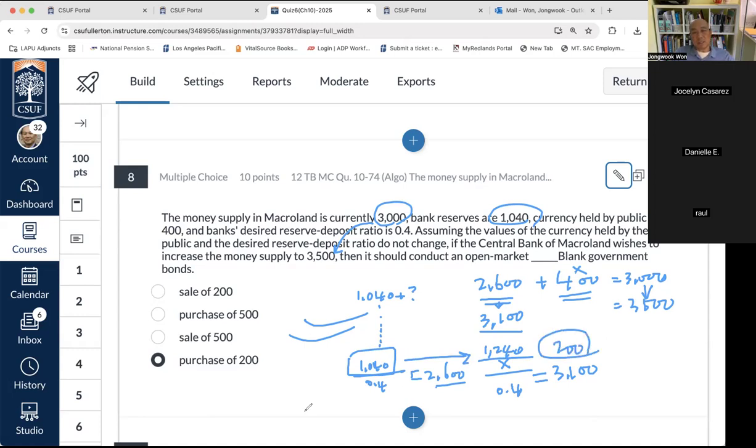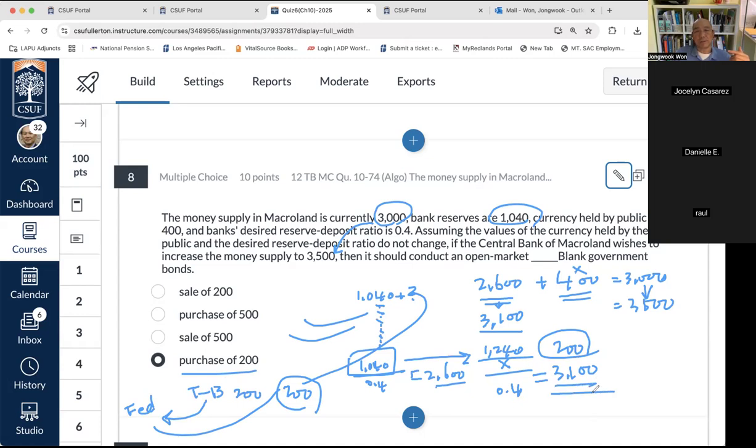So it means the U.S. Federal Reserve should what? Purchase 200 treasury bond. Okay, 200. And this goes to the Federal Reserve. The Federal Reserve pays cash 200. If cash 200 is added to this, it becomes 1,240, and eventually, as it keeps lending and depositing, it will be 3,200. That's how you solve it, okay?